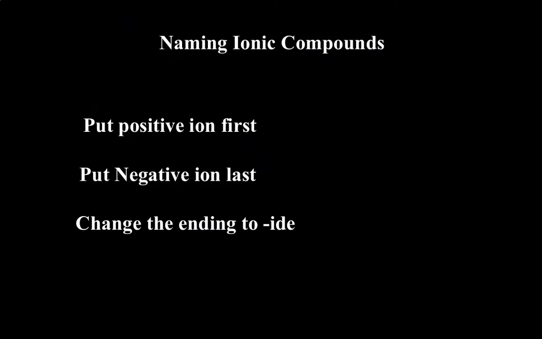Now, how do you name an ionic compound? You put the positive ion first, and then you put the negative ion, and then you change the ending to "ide." So potassium is a positive ion, and fluorine is a negative ion. You change the ending to "ide." This becomes potassium fluoride.